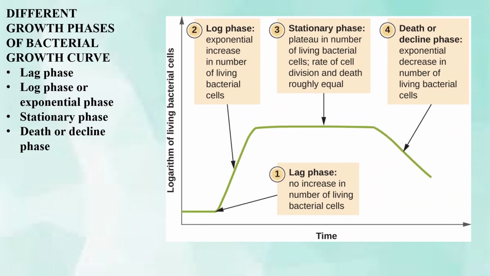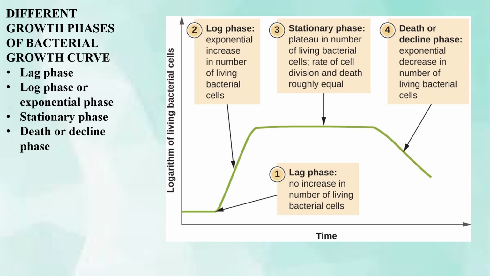Now let us see the main important phase. It is the growth phase. There are four phases: lag phase, log phase, stationary phase and death phase. If you see the graph, the first phase is the lag phase. If a straight line is seen, this is the lag phase where there is no increase in number of living bacteria cells. This is the growth of bacteria which I am talking about.